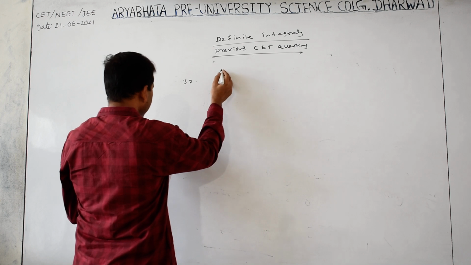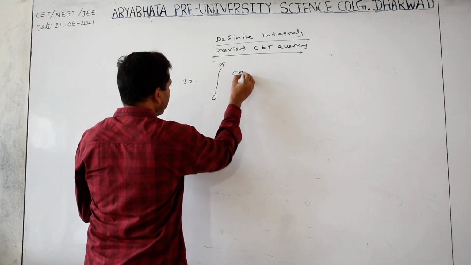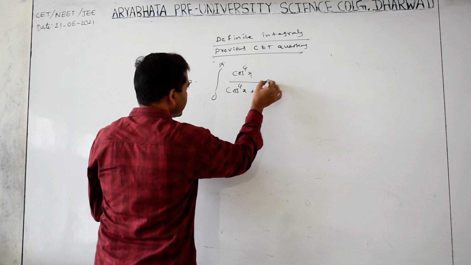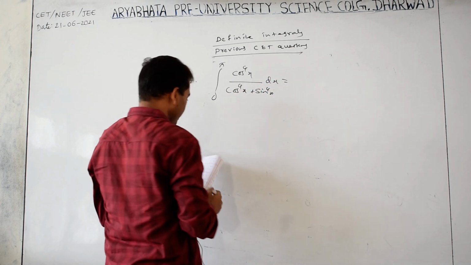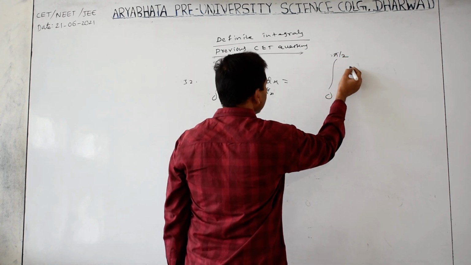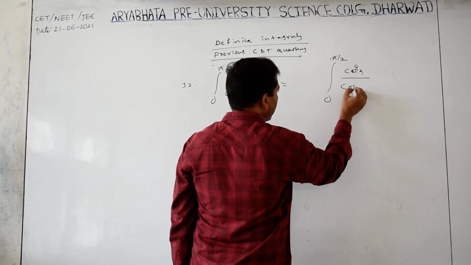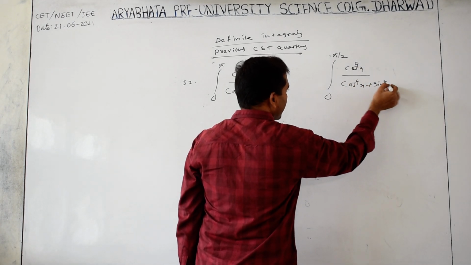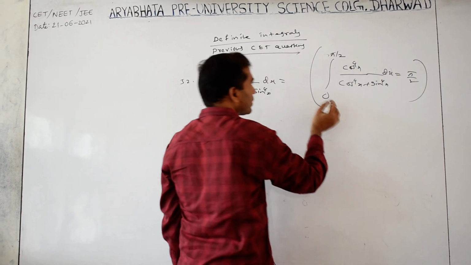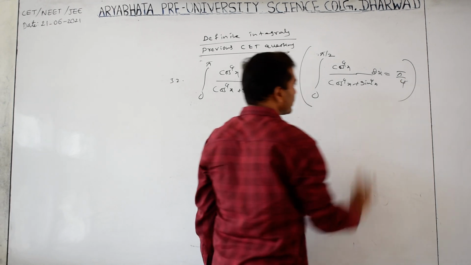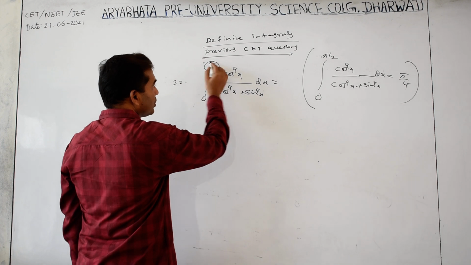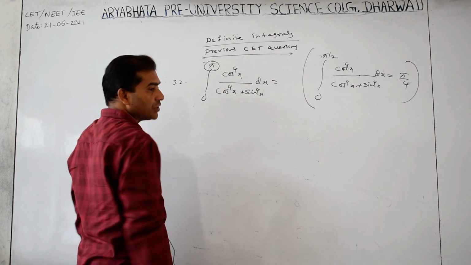Question number 32, integration of 0 to pi cos power 4x by cos power 4x plus sin power 4x dx equals to, see, if this is 0 to pi by 2 cos power 4x by cos power 4x plus sin power 4x dx, which is equal to pi by 4. But here the limits are different. Here it is 0 to pi, not 0 to pi by 2. So we have to convert it in terms of 0 to pi by 2.